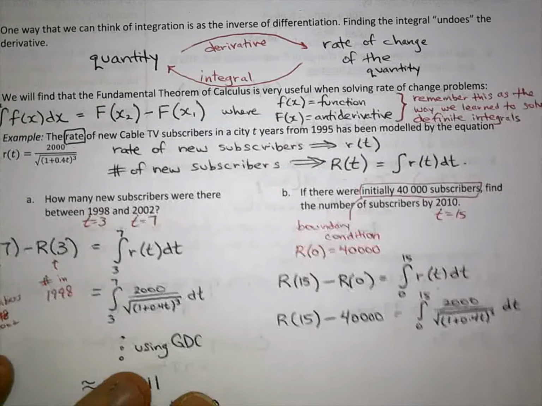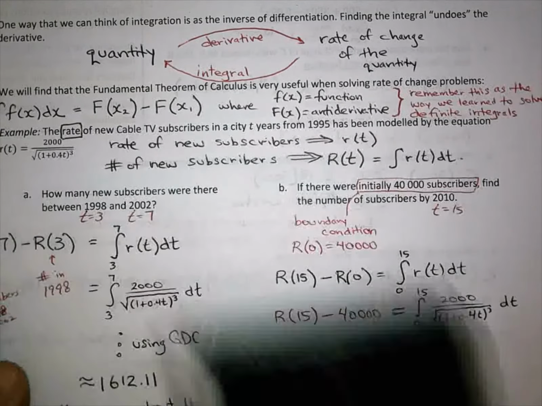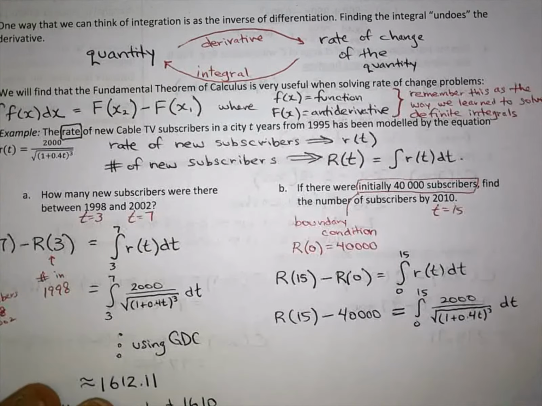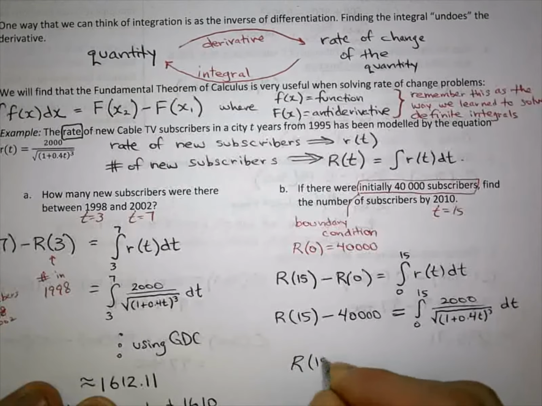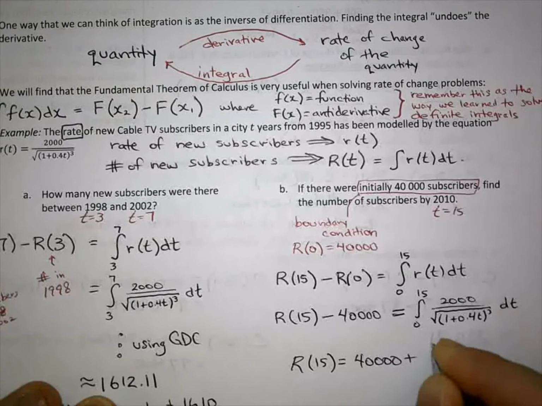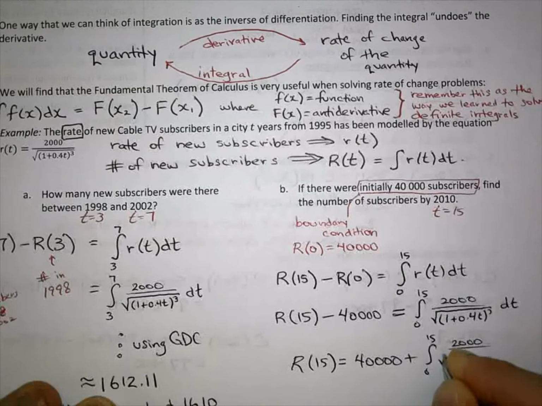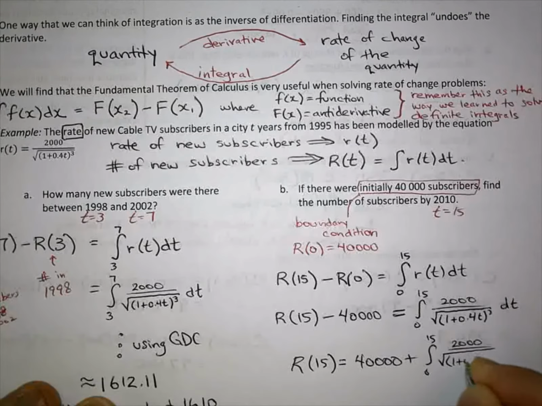dt. Now, if you really wanted to, you could find this derivative yourself, or this integral yourself. I'm going to guess you're not going to want to, so I'm going to take out my GDC. Sorry, I'm just going to rewrite this. R at 15 is equal to 40,000 plus the integral from 0 to 15, 2,000 over square root of 1 plus 0.4t cubed dt.